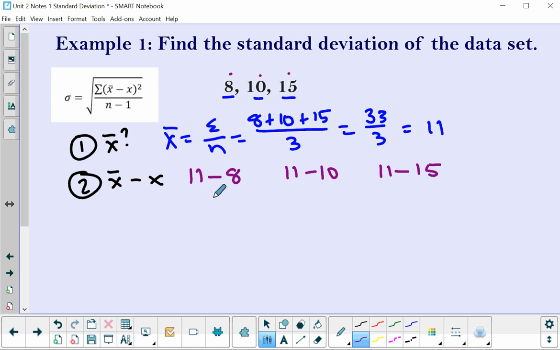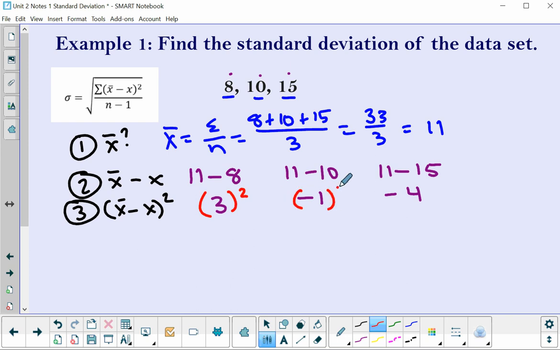So I've got 11 minus 8, which is 3. I've got 11 minus 10, which is negative 1. And I've got 11 minus 15, which is negative 4. Okay. So then my next step is to square that. You're going to take that whole piece and square it. So that means I've got 3 squared, negative 1 squared, and negative 4 squared. 3 squared is 9.